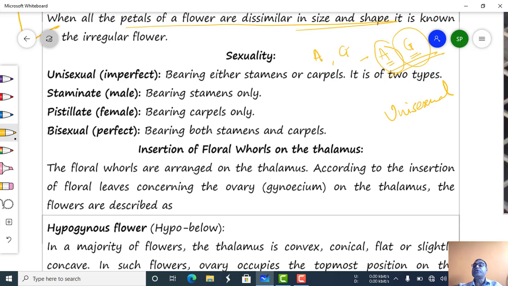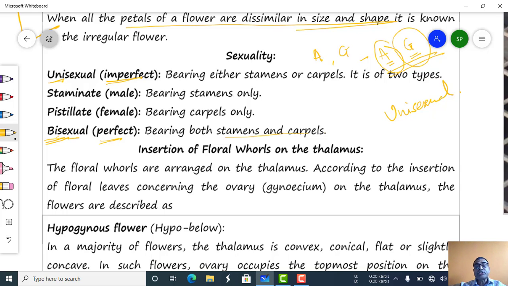as well as it is generally considered as a unisexual flower. Okay, just see these terms: bisexual, unisexual. Bi means two, uni means single. Presence of a single sex organ is a unisexual flower, or this one is called imperfect. And bisexual, this one is called perfect. Why is it perfect? Because both the sex organs, androecium and gynoecium, are present. That's why it is bisexual.